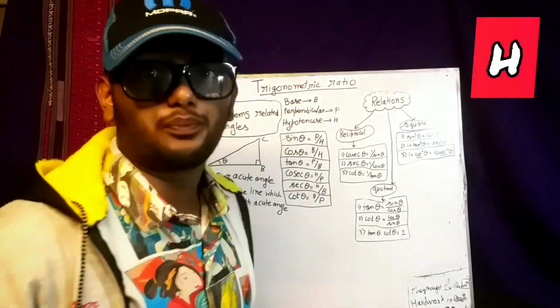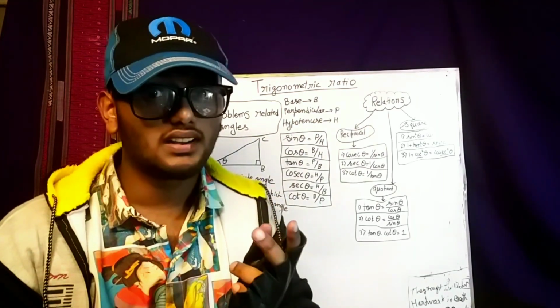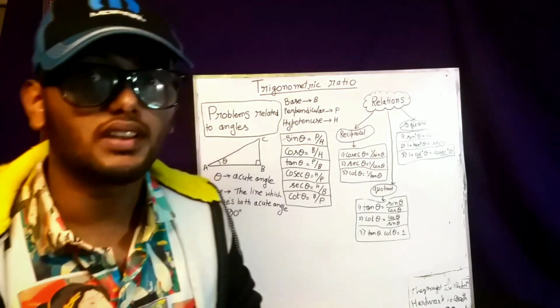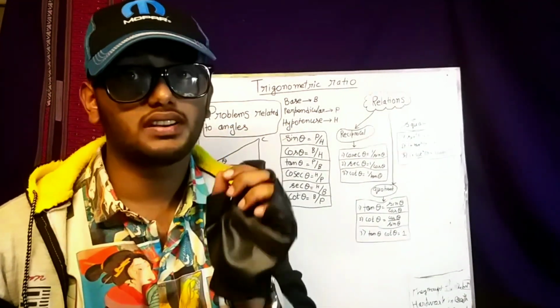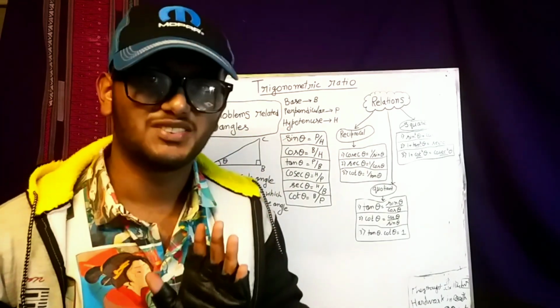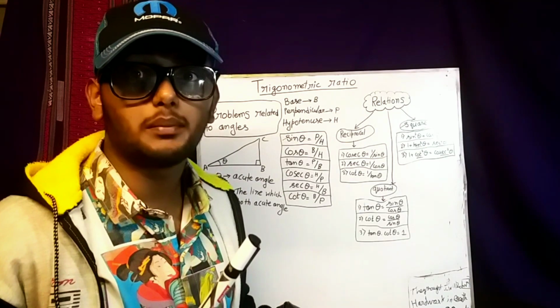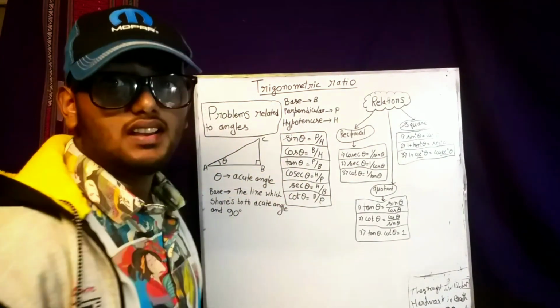Now, there are 6 trigonometric ratios: sine theta, cosine theta, tangent theta, and the others. But for saying it easily, we use the short forms: sin, cos, tan, cot, like this. What is sin theta? Sin theta means perpendicular by hypotenuse. Cos theta means base by hypotenuse. All are written here.